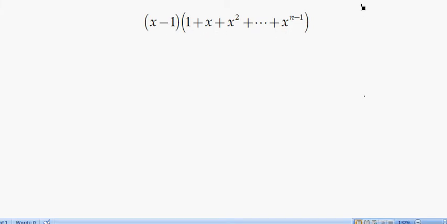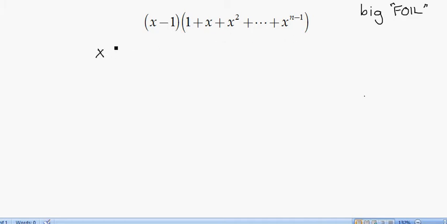So think of it as a big sort of FOIL problem. And what I mean by that is it's big because we have more than just a binomial by a binomial, right? This is a binomial times a polynomial. So every term in this first factor has to be multiplied by every term in this second factor. So x has to be multiplied by all of the terms, and negative 1 has to be multiplied by all these terms.